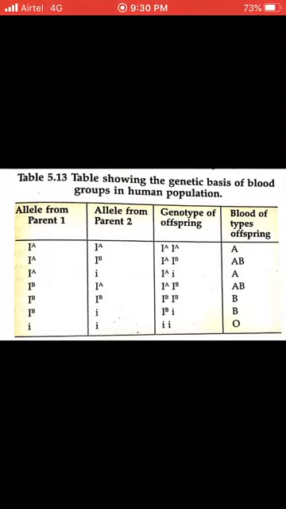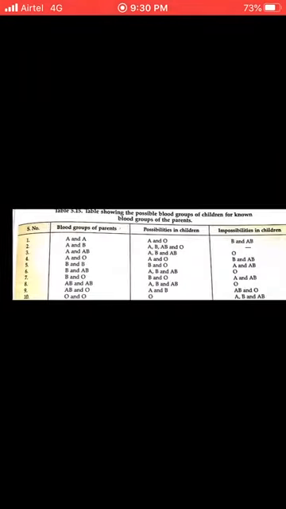In the last case you will see both the parents having small i. That means there is no antigen in it. So the genotype will be double i, small i small i. Then what will be the blood group? Obviously O. So I think you might have understood how we can find out the blood group of an offspring.